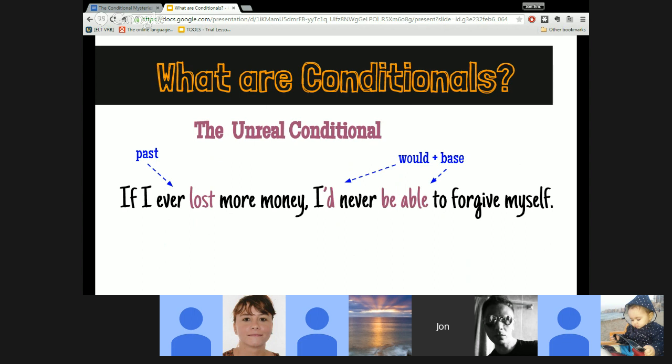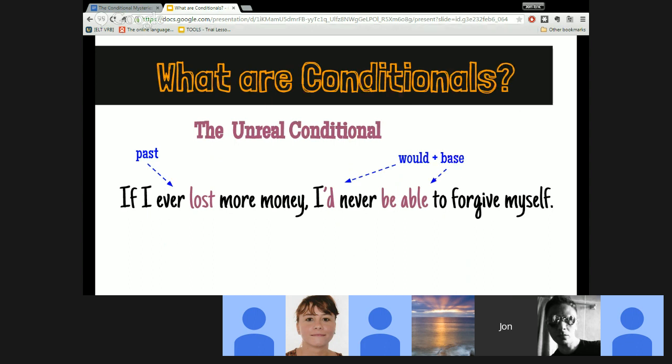To be, take off the to, and you get be. To talk, take off the to, and you get talk. So the base is always just the infinitive without the to. So would and the base. Okay. So those are the first two, and I said you can make a really real conditional.